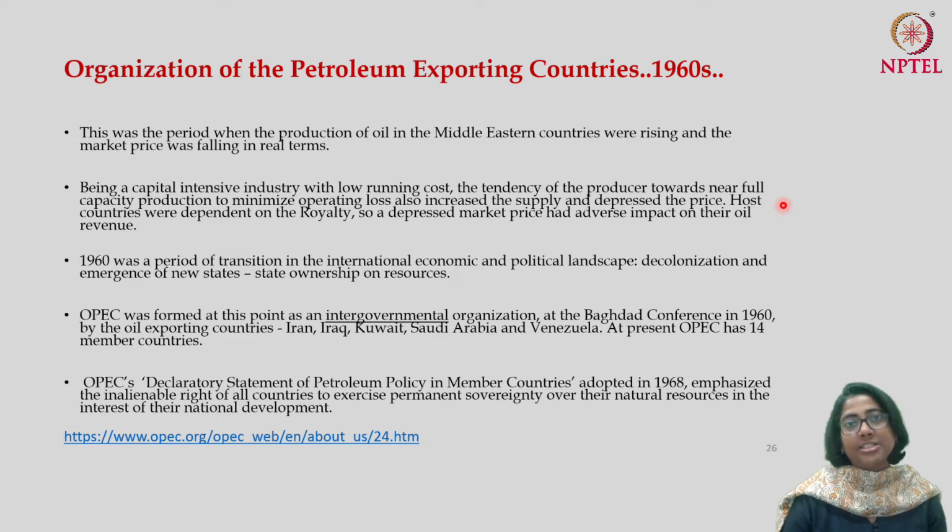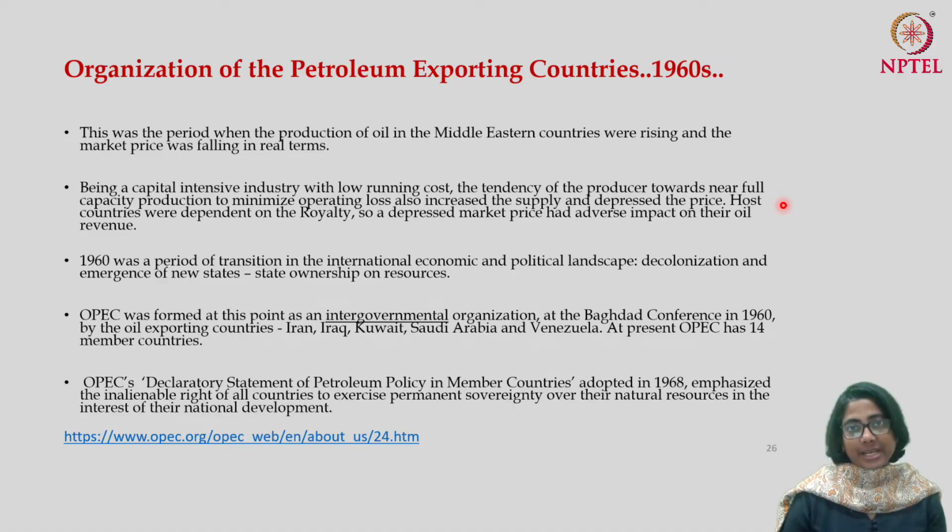If you look at the present scenario, there are 14 member countries of OPEC. So the member countries keep on changing. New member countries come. Sometimes their memberships are cancelled, or they withdraw from OPEC, and so on. So the founder members are constant, these five. However, the rest of the member countries keep on changing.